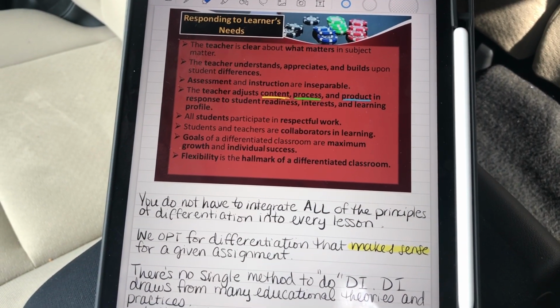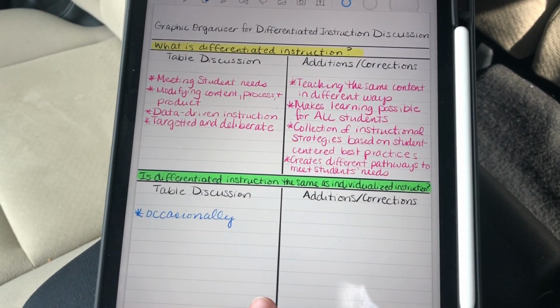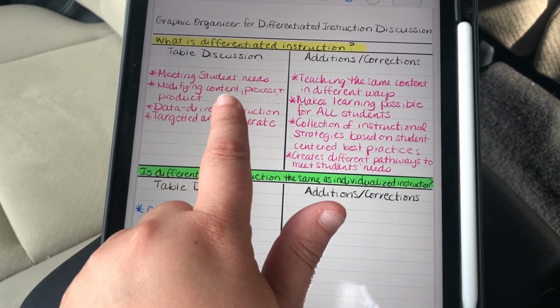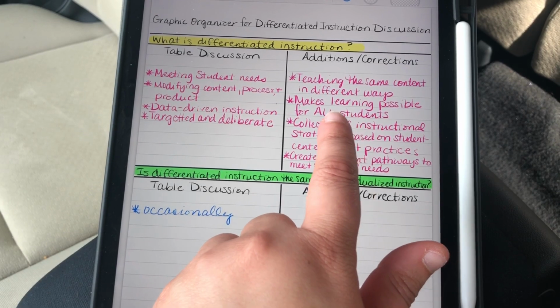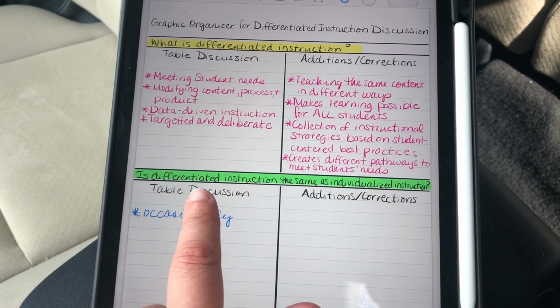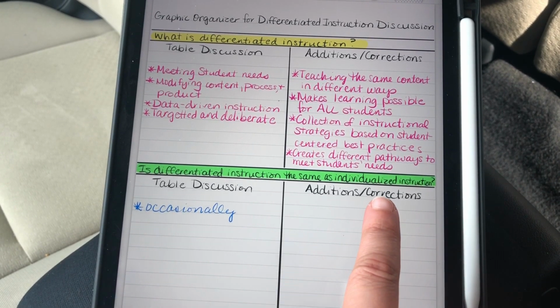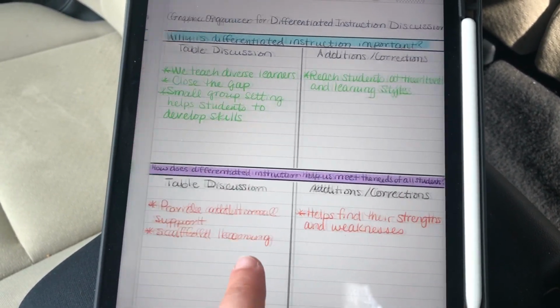All right, so now I'm just going to scroll through some of these pages. We were talking about what is differentiated instruction. We talked in our table groups and discussed it, and then we added as we presented. Is differentiated instruction the same as individualized instruction? We actually learned that it is not the same as individualized instruction.